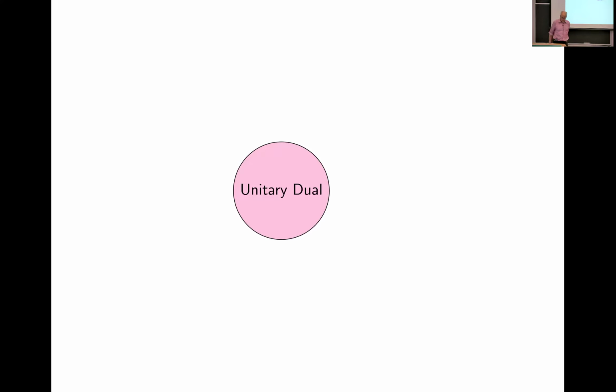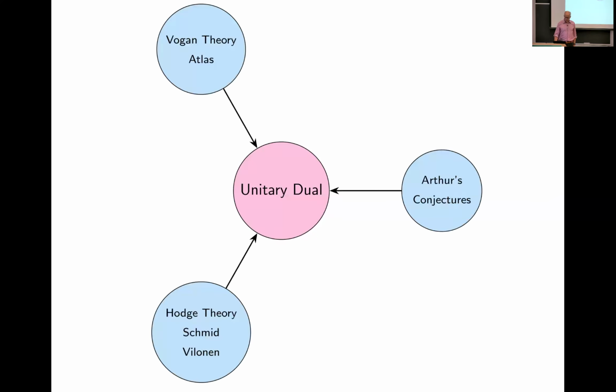Okay, so here's a picture of how I view the subject. We're interested in the unitary dual. And in my mind, what's happened is quite marvelous in that there were three major strands that came together to prove the unitary dual. And I'm going to illustrate them here. One is, I call it Vogan theory, which is shorthand for all of David Vogan's papers plus other people, and then the Atlas software. There's Arthur's conjectures, and there's Hodge theory as envisioned by Wilfried Schmid and Kari Vilonen. And these things are all intimately related. There are all sorts of relations between these threads.